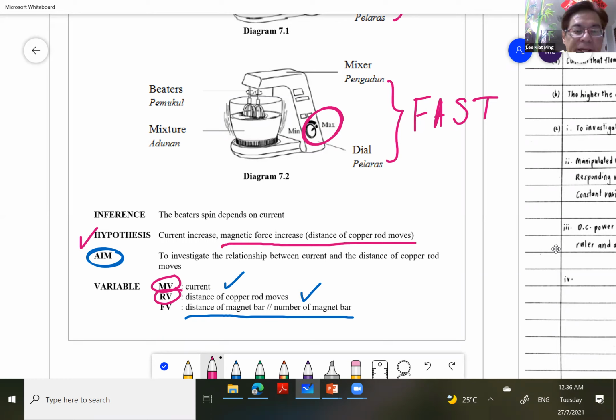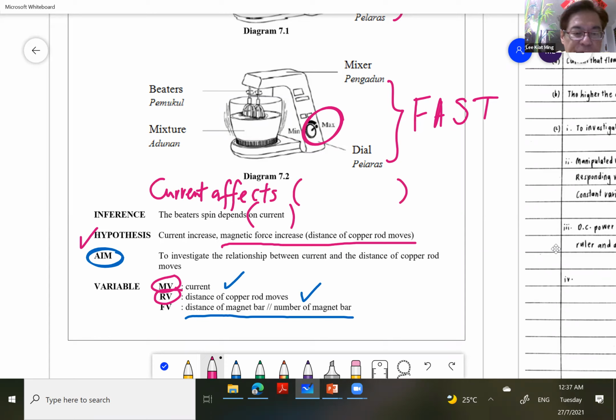So here it is written that the beater spin depends on the current. Or the other way around, the current affects the speed of the beaters. Use the word affect, the one I mentioned just now. Current you put in front, and the speed of the spinning you put at the back.